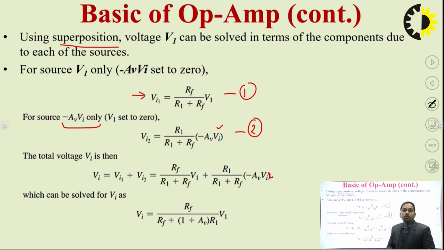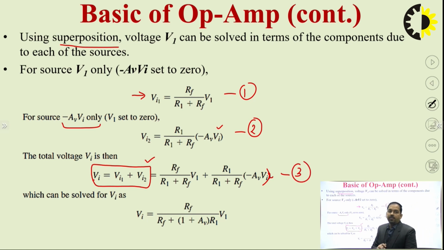Now the overall voltage Vi is nothing but Vi1 plus Vi2. So if we put equations number 1 and 2 in this equation, it can be represented by this particular equation, let's say equation number 3.